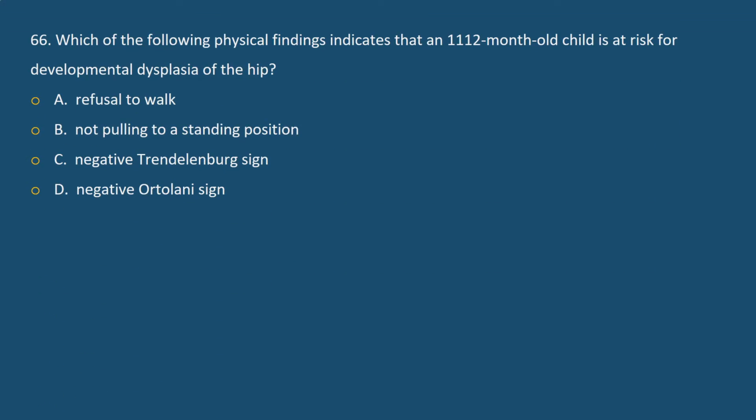Question 66. Which of the following physical findings indicates that an 11 to 12-month-old child is at risk for developmental dysplasia of the hip? A. Refusal to walk. B. Not pulling to a standing position. C. Negative Trendelenburg sign. D. Negative Ortolani sign.